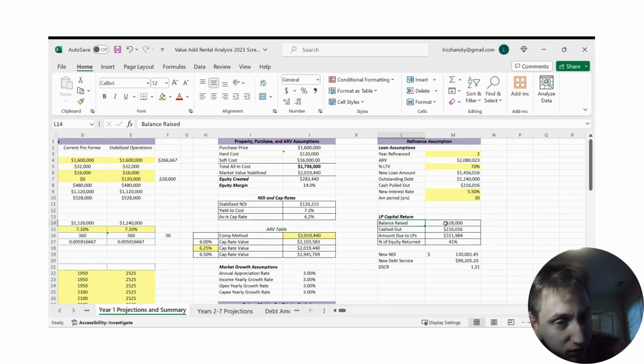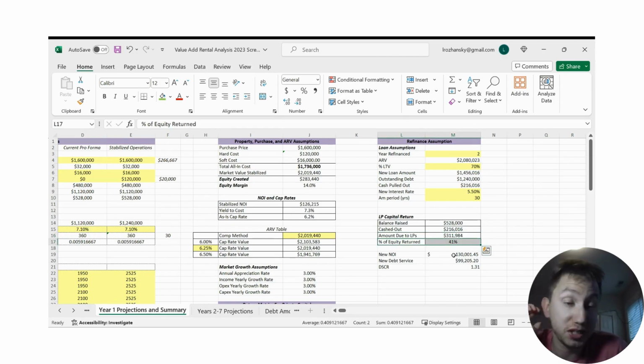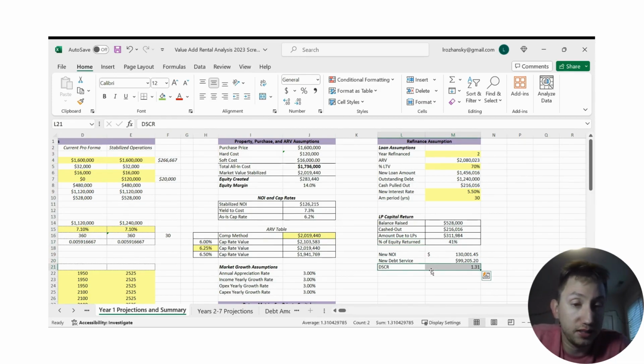So we raised $530,000. Let's say we cashed out $216,000. We still owe our investors $311,000 because we basically returned 41% of the equity that we raised on the deal. And very importantly, we do want to look at the DSCR on the new loan, right? Because this number cannot go below 1.2, right?